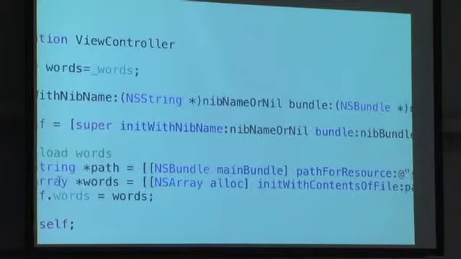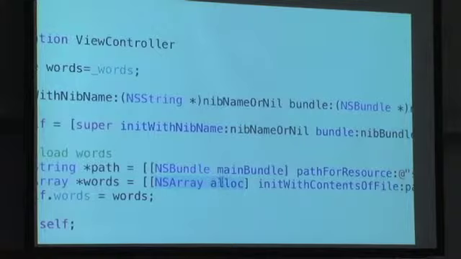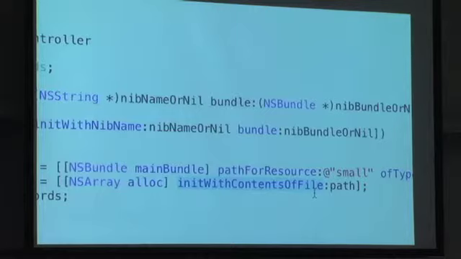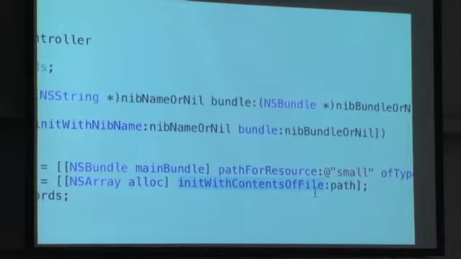Well, then I declare an NSArray pointer, and then I say, give me an NSArray, actually allocate it, and initialize it with the contents of this file. And thankfully, the NSArray class has a method that someone else wrote called initWithContentsOfFile that knows how to do exactly that. You hand it an XML file, or specifically a plist, it will just take care of the rest for you. And voila, you now have an array of the very data that we had in the XML file.